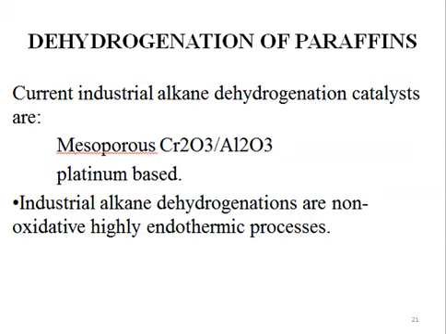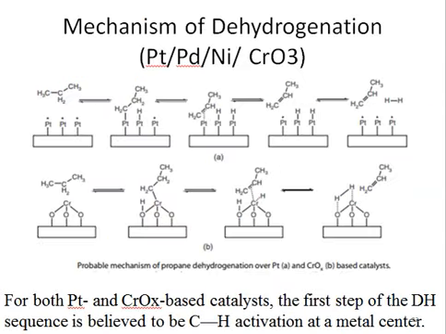So let's see how the mechanism occurs. Here we have considered a platinum surface. So you're using platinum as a metal, right? You know the metal has a high electronic density. What happens is that this metal attracts the carbon to itself, and one of the hydrogens gets detached.